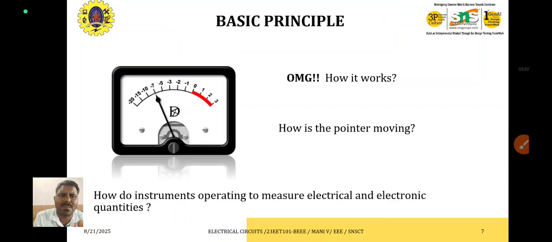So here this is the basic principle. Now you can look at how the pointer is moving. Why do we need instruments to measure electrical and electronic quantities? Just note down the point: it indicates the value. So this is nothing but an indicating instrument.